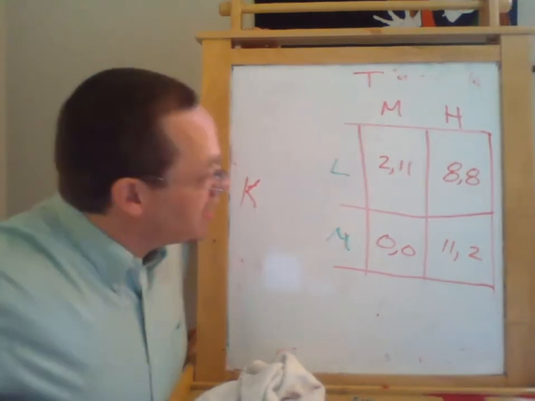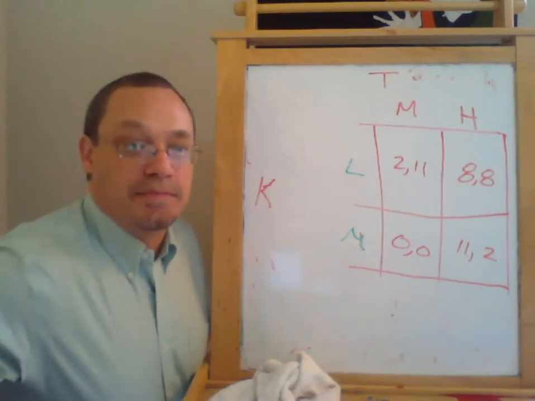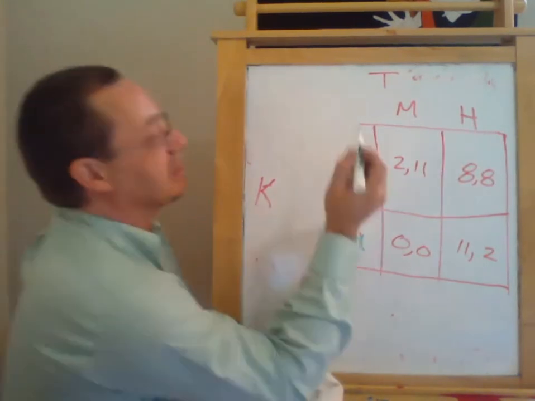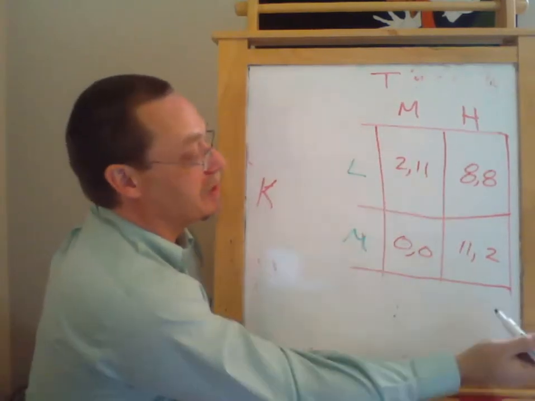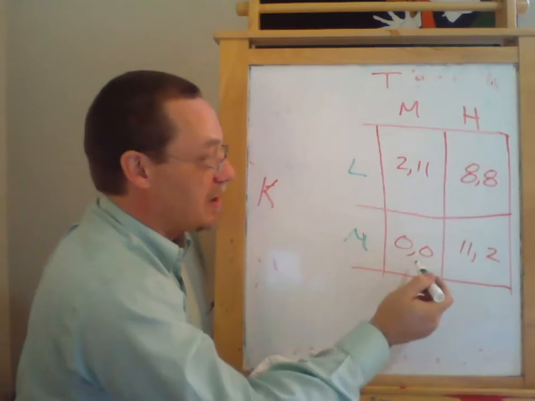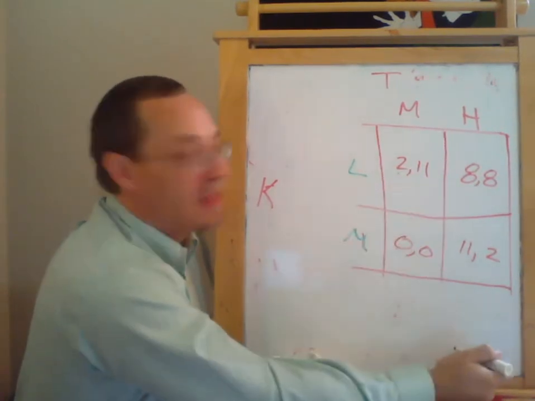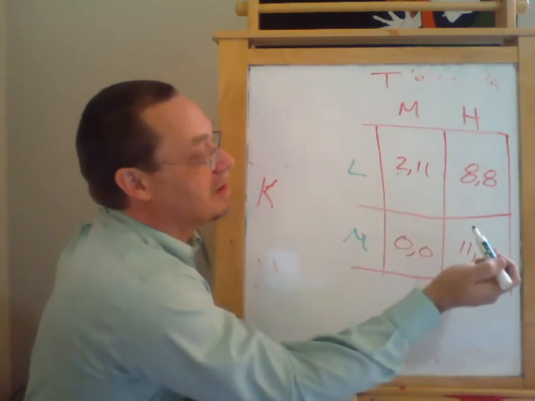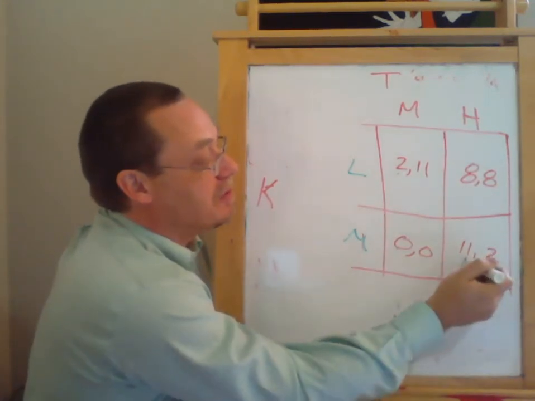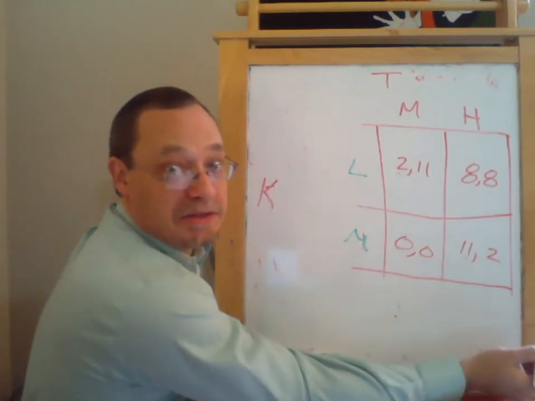Now, what can we say about this game? Is there any dominant strategy in this game? Let's look at it. If Target plays middle, what should Kmart do? Well, if Target plays middle, then we're in this column, and Kmart should play low because 2 is better than 0. If Target plays high, then Kmart should play middle because 11 is better than 8. So Kmart does not have a dominant strategy in this game.